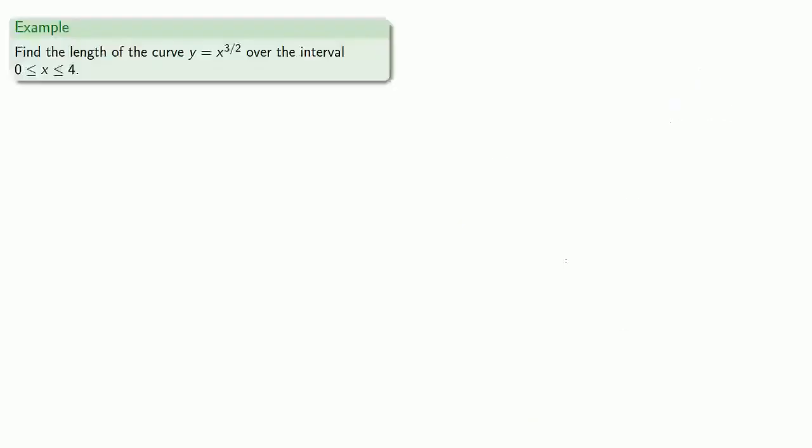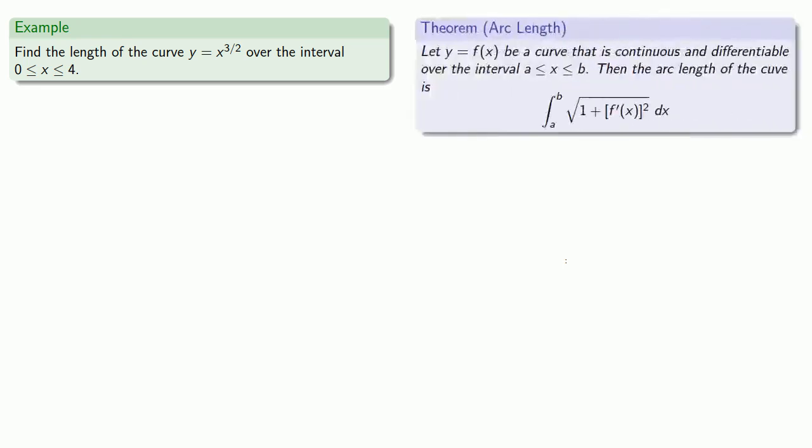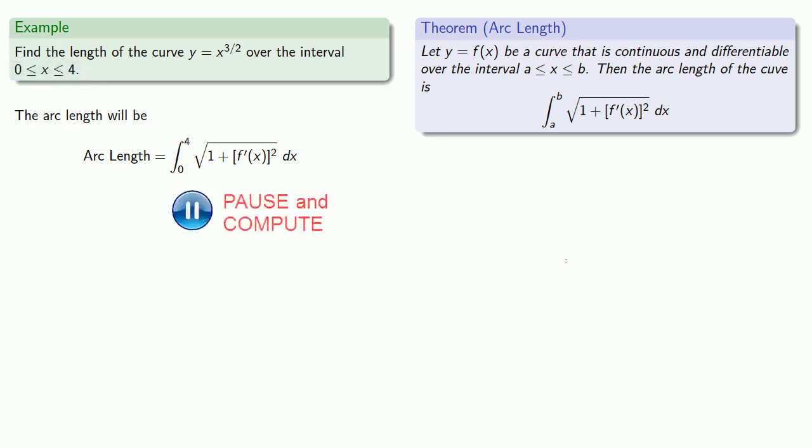For example, let's find the length of the curve y equals x to the power 3 halves over the interval between 0 and 4. So our arc length is going to be the sum of the representative lengths, square root 1 plus f prime of x squared, and our sum is going to go from the start of the curve at x equals 0 to the end of the curve at x equals 4. We need the derivative of our function, and we can do a little bit of algebraic cleanup.